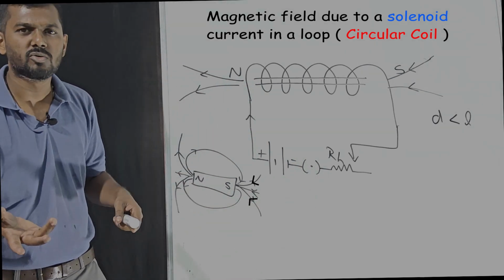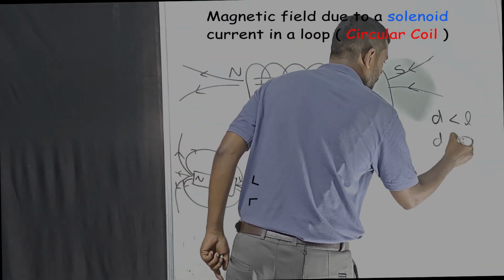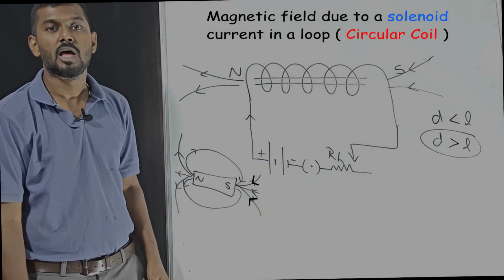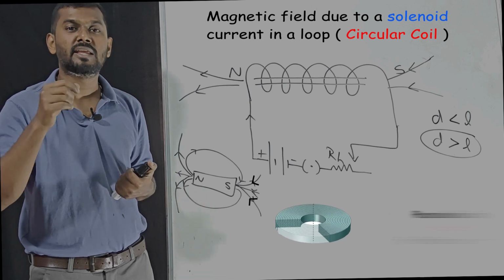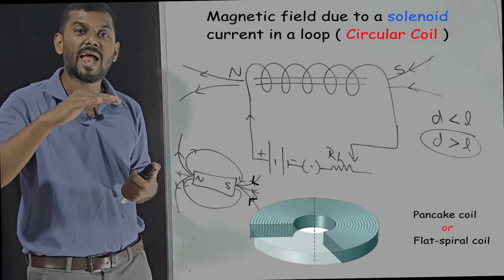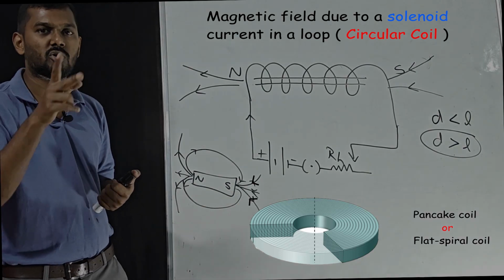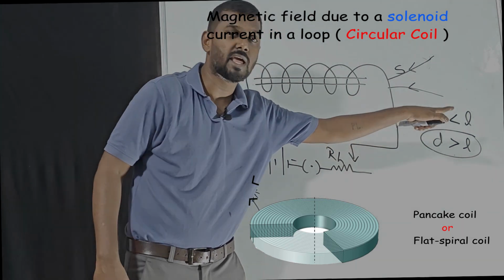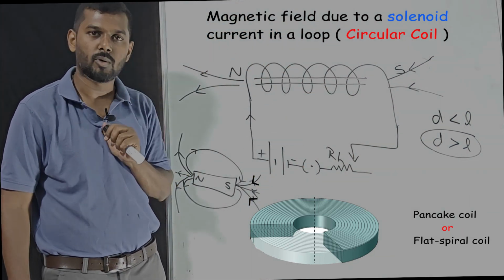And few students will get doubts: what if the diameter is greater than the length? What do you name that shape? Those kinds of shapes are called pancake shapes. Pancake shapes are flat spiral coils. That is the other name if the diameter is greater than its length, but that is not in the syllabus, so you don't have to worry about it.